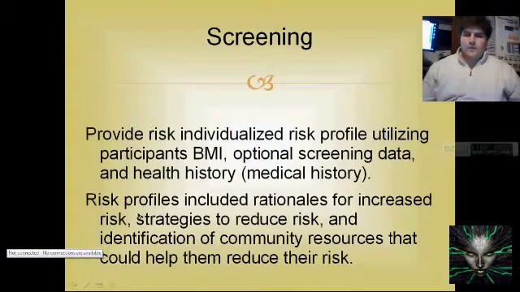And then the risk profiles also included the rationales, the reasons why they were at increased risk, how to reduce the risk, and then also the community resources that they could use to help reduce their risk. For example, if they needed to lose weight and they had joint problems, tell them about the community pool that they could use to exercise in instead of not exercising at all. So just basically making them aware of community resources. That's what that's talking about.